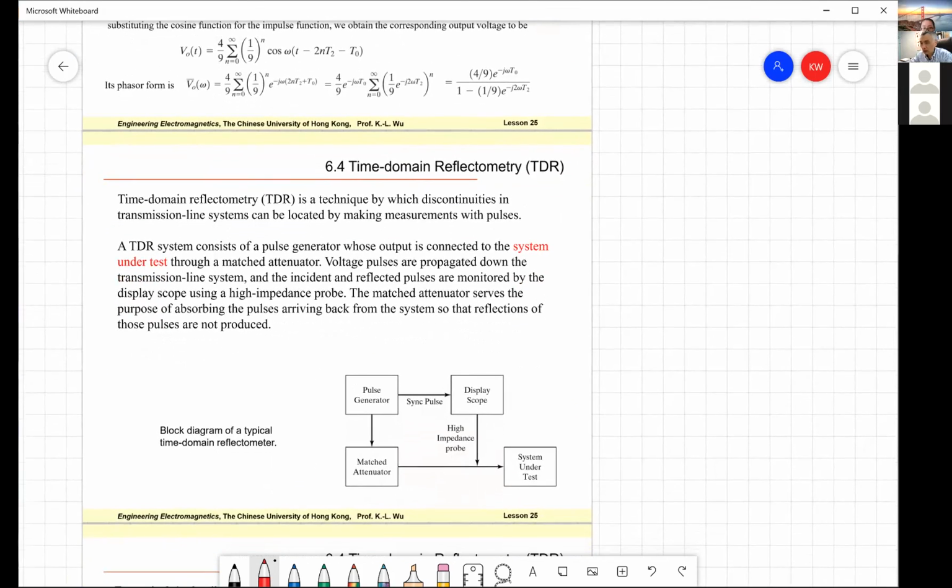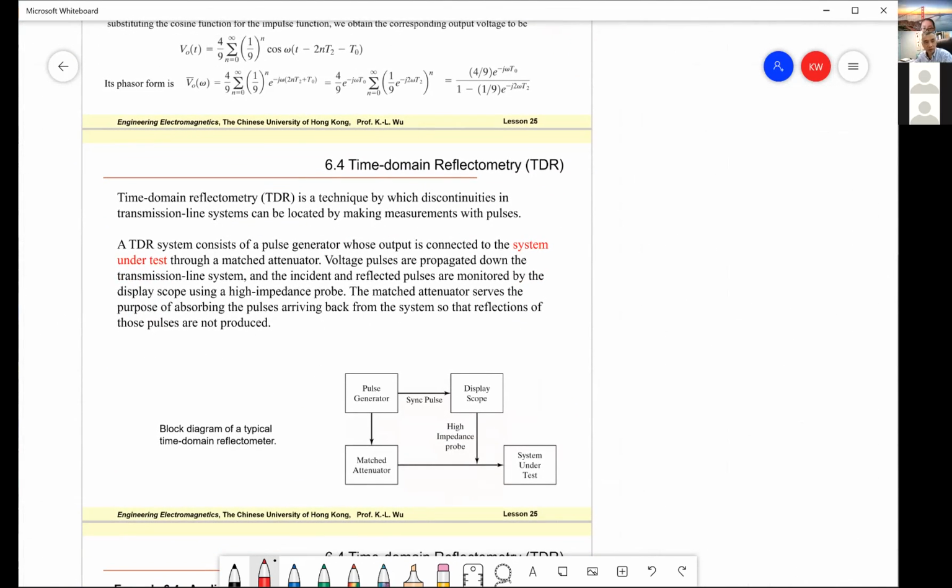Now let's talk about another application of impulse response or pulse response. We call it time domain reflectometry. We use reflectometry to diagnose this.